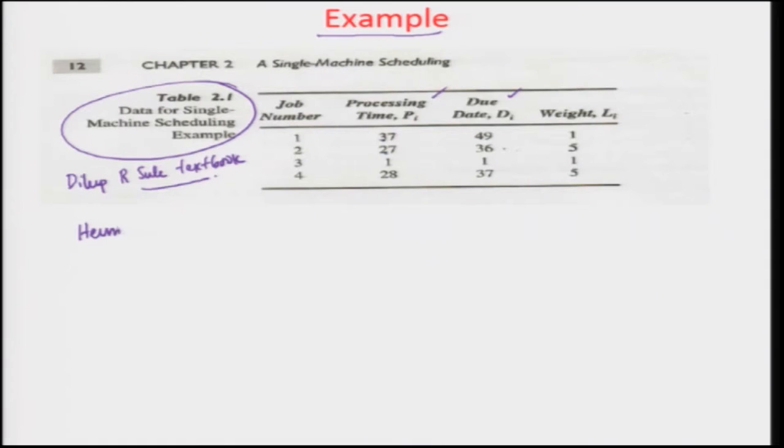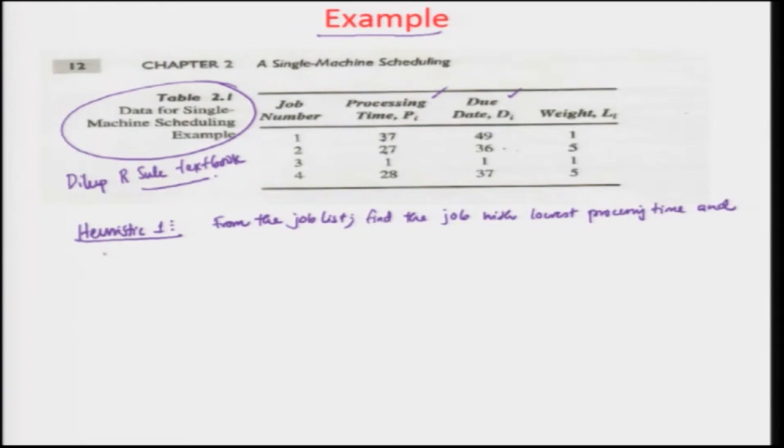Heuristic 1: the first heuristic we think about is, from the job list, find the job with the lowest processing time and schedule it first. Then repeat until all jobs are done.